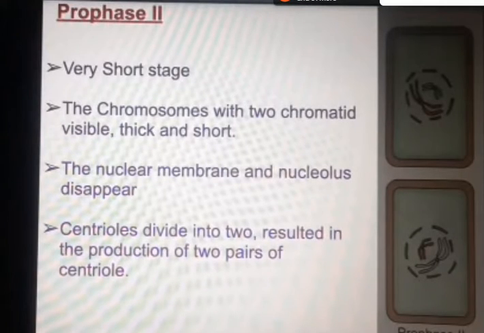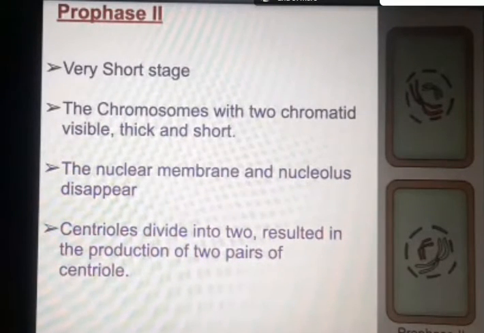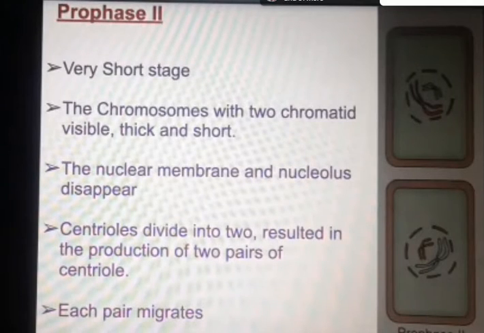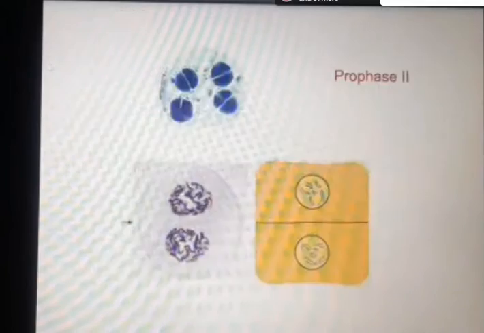So if the centriole is present, then it divides into two, and they start the production of the microtubules or the spindle fibers. Then each pair migrates towards the respective pole. As soon as they were migrating towards their respective pole, at the same time they also started the formation of the spindle fibers or the microtubules.